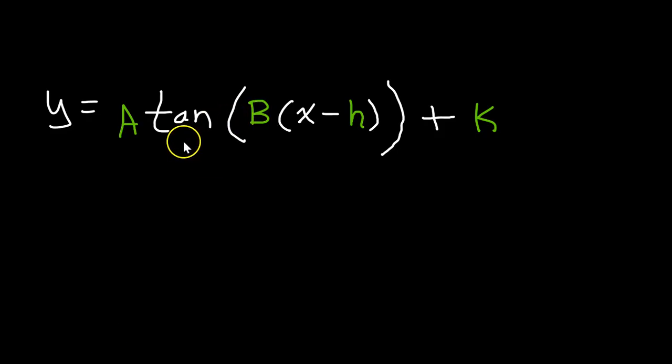Similar to the cosine and sine functions, the general form of the tangent function looks like this, where we have the familiar a, b, h, and k. And a lot of these function in a similar way as they did for sine and cosine, especially the h being the phase shift and the k being a vertical shift.